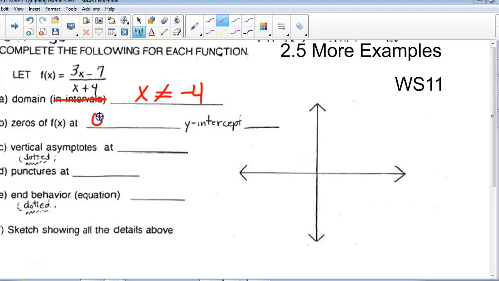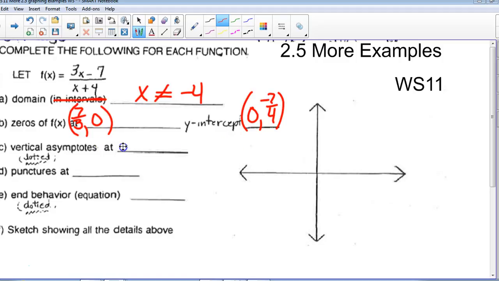Yes, when you set the top equal to 0, you get 7/3, 0. I almost wrote it backwards. On the quiz, it asks for you to write these as ordered pairs, okay? Y-intercepts. Nicely done. Okay, you put a 0 in.